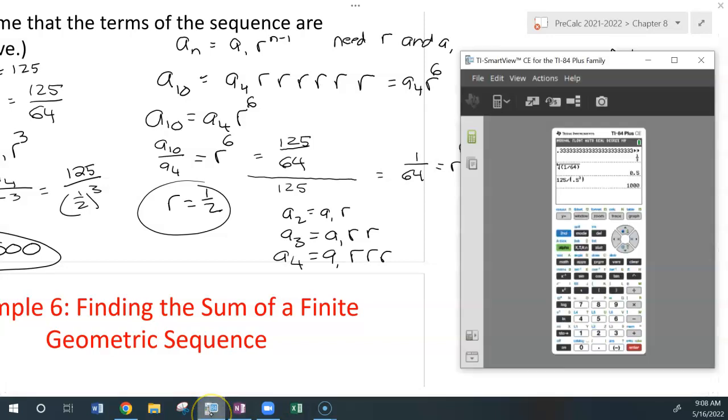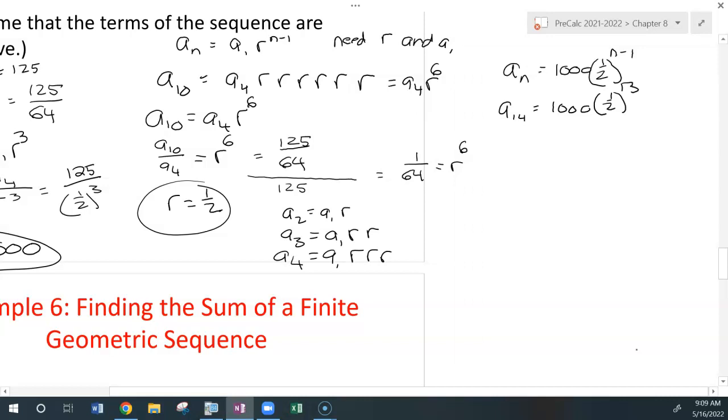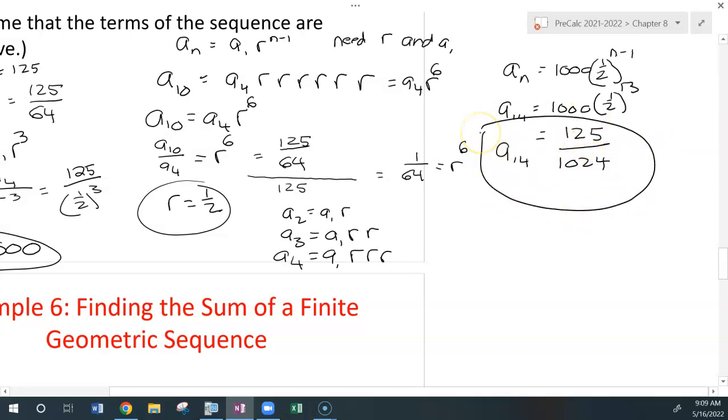So I get my calculator, 1,000 times 0.5, raise that to the 13, and I get 0.122. I get this big decimal. Let's see if it's any easier in fraction form. So I get 125 over, looks like 125 over 1,024. And there you have it.